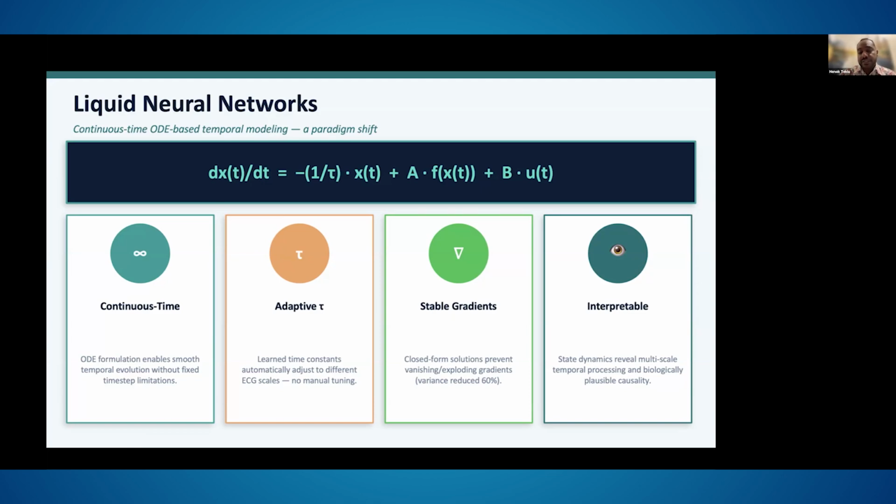Instead of using typical backpropagation, we use a closed form solution to prevent vanishing gradient or exploding gradient. This reduces a lot of variation. It is easier for interpreters as well. State dynamics reveal multi-scale temporal processing and biologically plausible causality. This is how our real mind works.